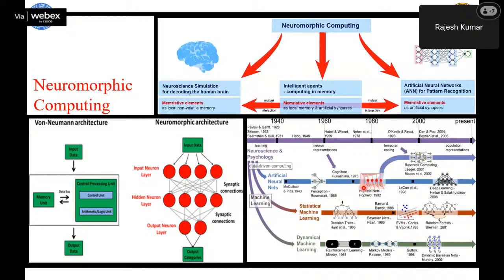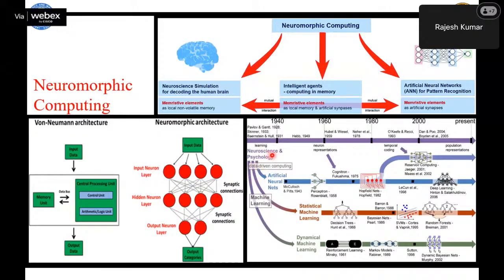In the Hopfield 1982, and then there are two lines. One of them uses this Hopfield approach, and then deep learning with Hinton in 2006. The second line comes with the statistical machines, when we talk about decision trees, 1966, and then SVM and then random forest. The third line is basically dynamic machines, where we talk about reinforcement learning, Markov models, MDPs, and then advanced reinforcement learning.